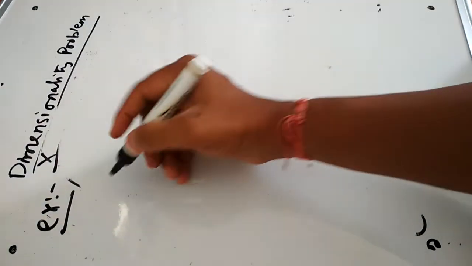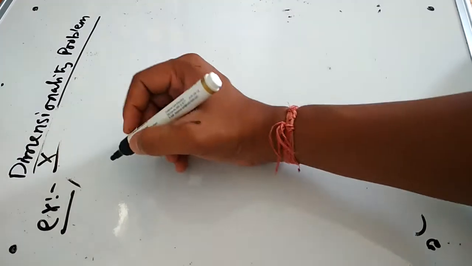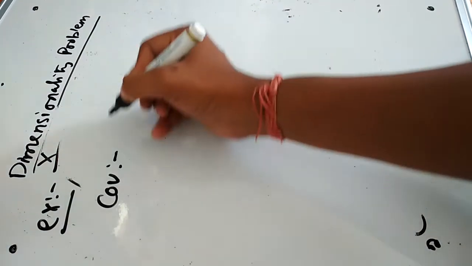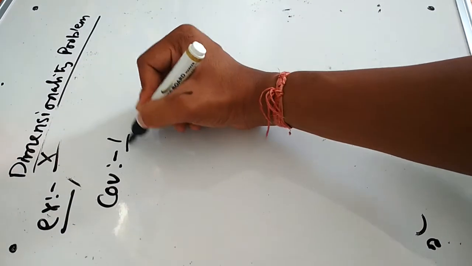After finding that, you have to find the covariance. So what is the formula for covariance? We have studied 1 by n.